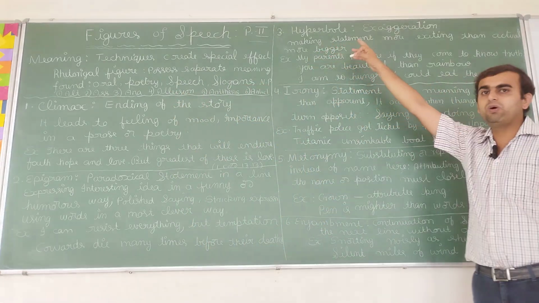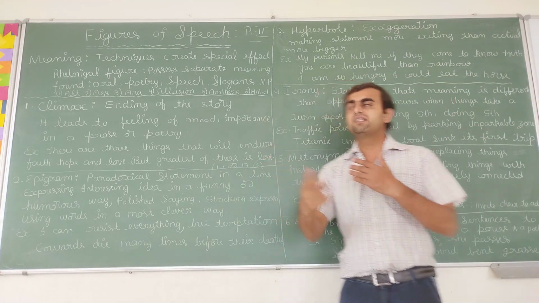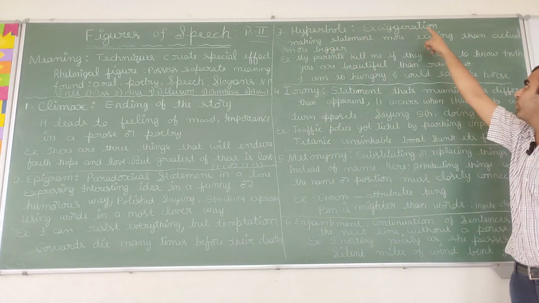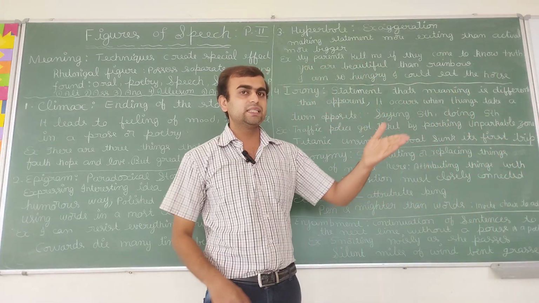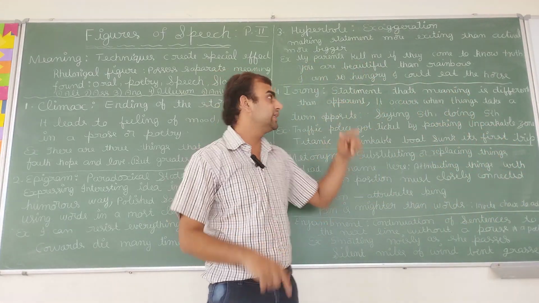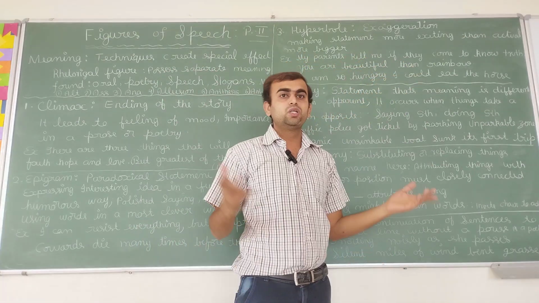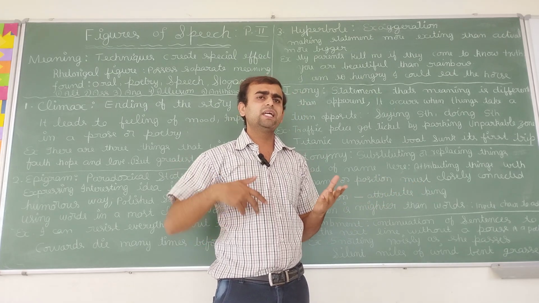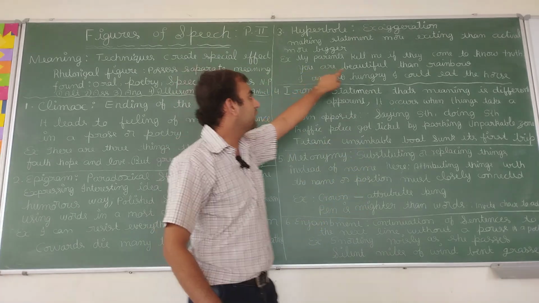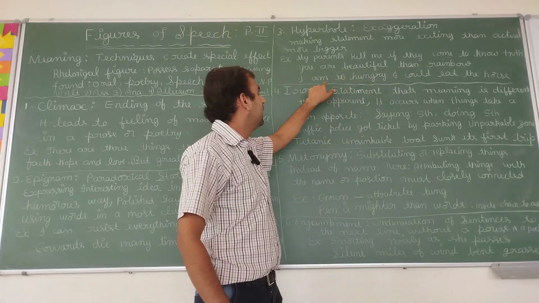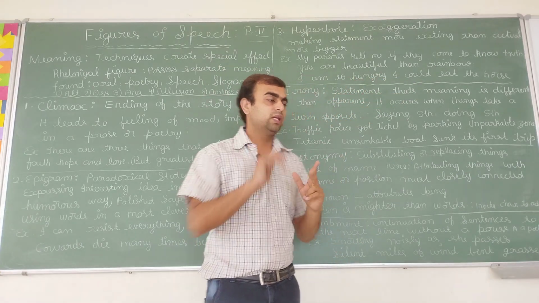Next, hyperbole. What is hyperbole? It's very easy, it means exaggeration, making a statement more exciting than it actually is. Making any statement more impressive or bigger than it actually is. Example, my parents will kill me if they come to know the truth. Usually parents don't kill their children, but we are making a statement more impressive or bigger than it actually is. You are more beautiful than a rainbow. I am so hungry, I could eat a horse. This is called hyperbole.